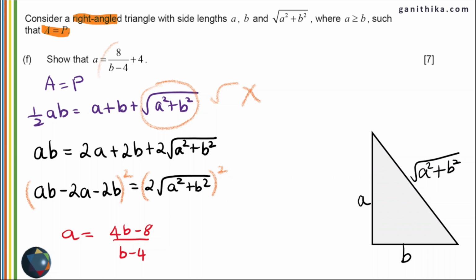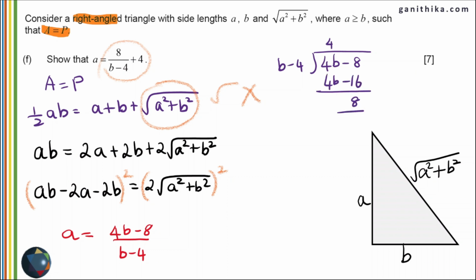But I would prefer to divide the numerator by the denominator, do the polynomial division and use the division algorithm to write this in the same form as given in the question. This looks easier for me than manipulating minus 8 as minus 16 plus 8. Again, the process is left to you. You can use any method to simplify 4b minus 8 over b minus 4 to this expression.